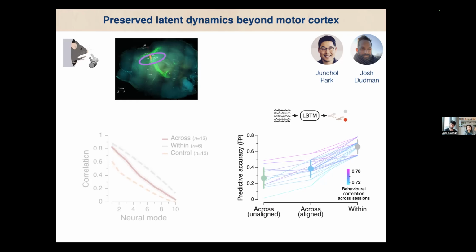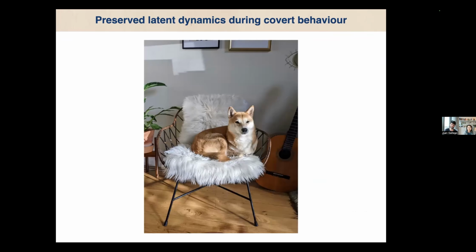Okay. And the last thing we looked at is that animals not only move, but they also engage in what we define as covert behavior. So, for example, I have this cool picture of my dog judging me while I was giving a talk during Zoom lockdown. So I felt it was appropriate for now. And she was probably thinking that I was very boring.